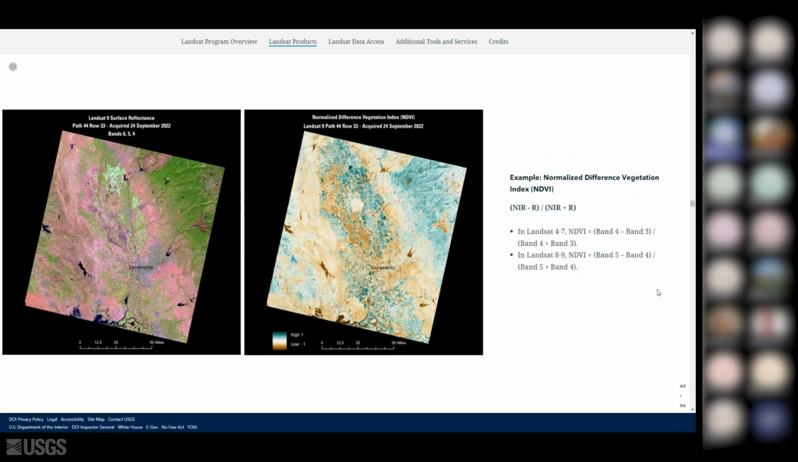Here's just an example of one of these indices. This is a relatively popular index to be used. It's called the Normalized Difference Vegetation Index, or NDVI. And this is how we calculate it, depending on the satellite and the sensor that we are using.